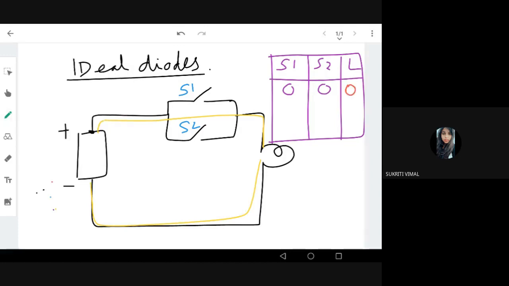What is the output? Now if I turn on one of my inputs, S2 only, I know the circuit is complete. So according to Kirchhoff's law, there should be some voltage on the light. So light is one. Now if I turn on S1 and turn off S2, still the path is there. What about 1 and 1? What happens when both switches S1 and S2 are on? What is my L?